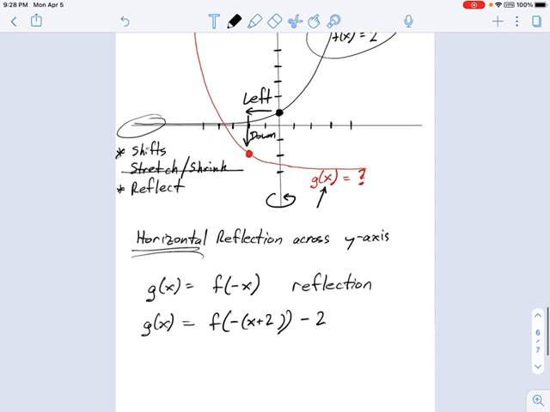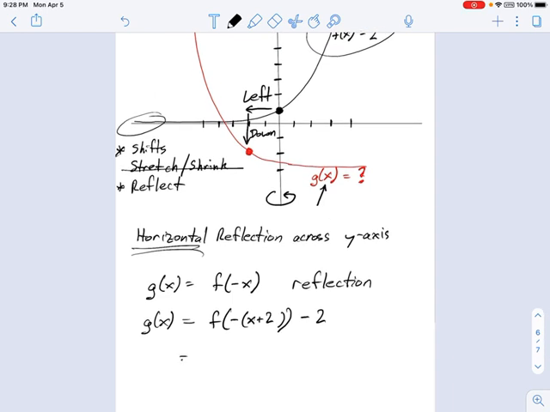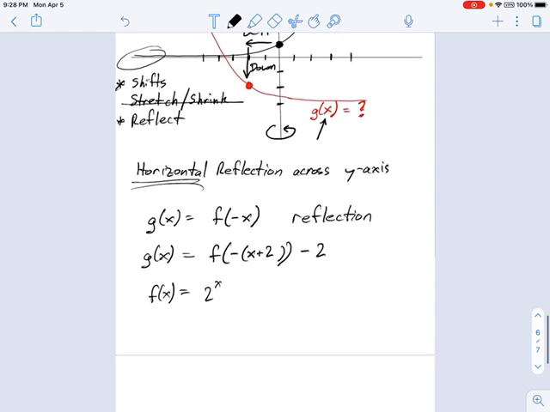And now all that's left is just turning this into an equation, which shouldn't be too bad. If you remember that f of x equals 2 to the x, then what we have here is f of something that's obviously not x. We're going to write it this way. We're going to say 2 to the something that's not x. It's negative x plus 2, that thing in the parentheses, and then minus 2. That is our transformed function equation.